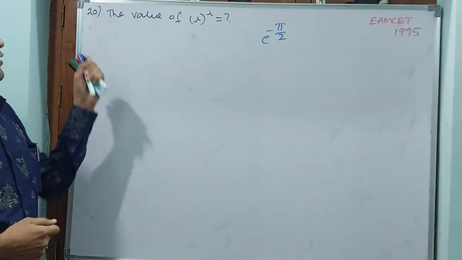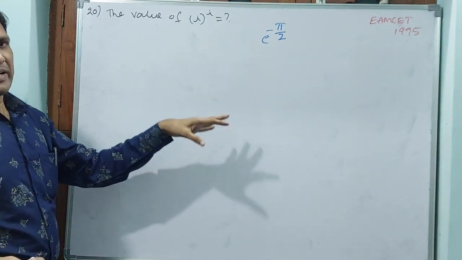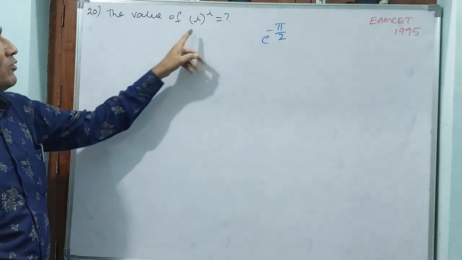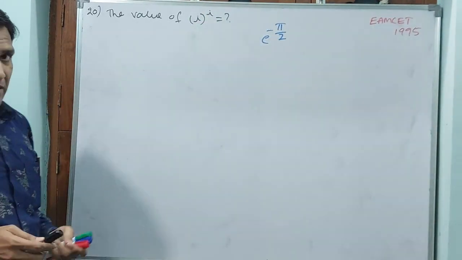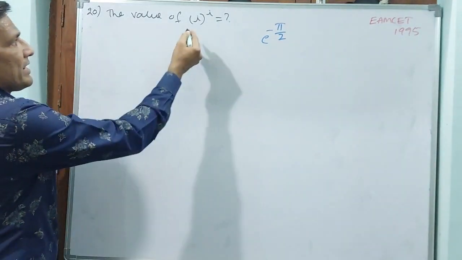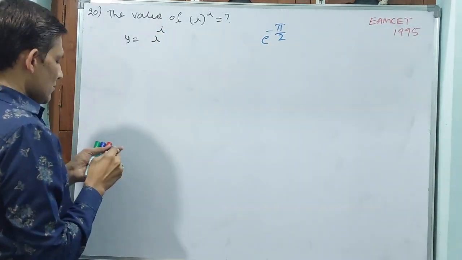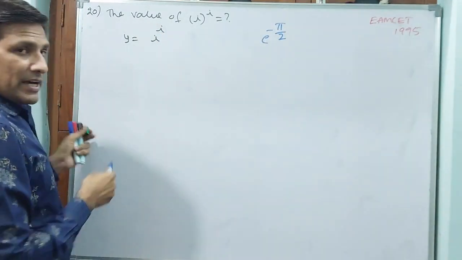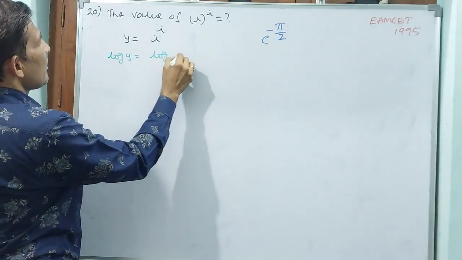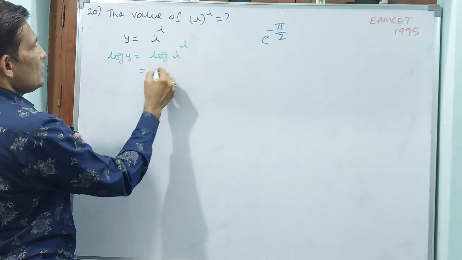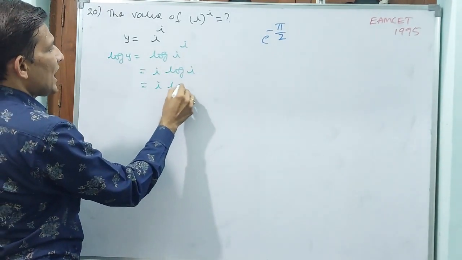For question number 20, you have to remember, that is a better way rather than explanation. The value of I power I is equal to e power minus pi by 2. It is a little bit tricky to understand. See what I am writing. Let y is equal to I power I. Whenever an exponential is there, we normally take the logarithm. Log of y is equal to log of I power I. Then this is going to become I log I.